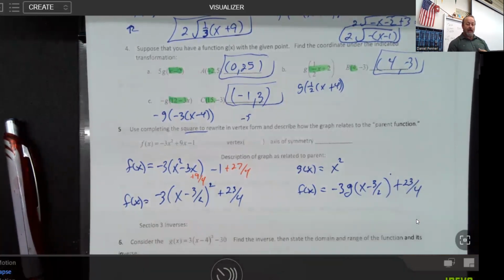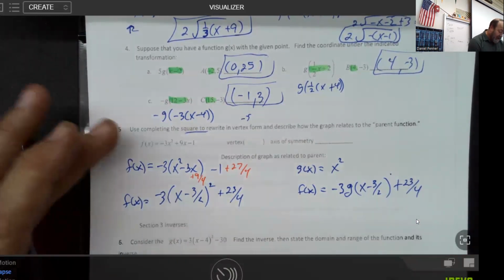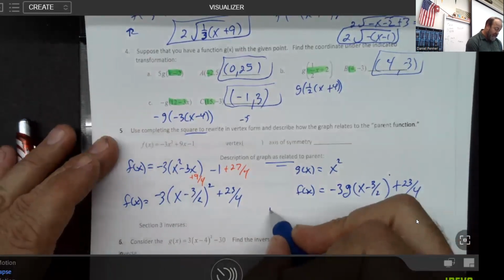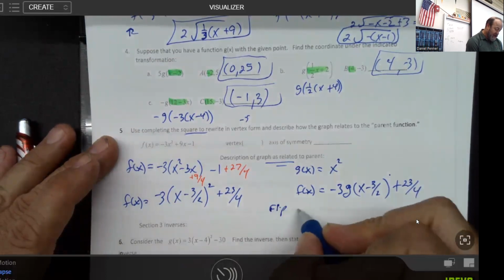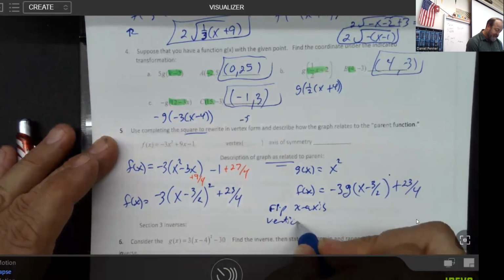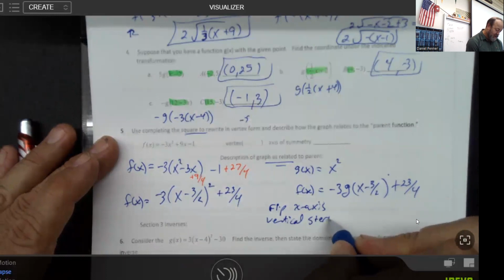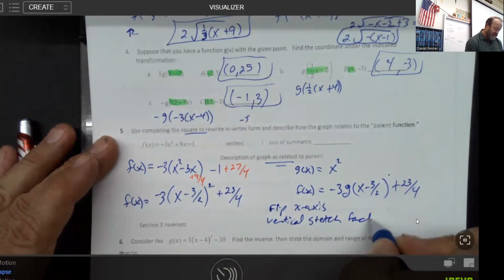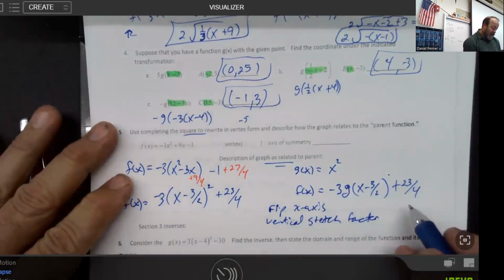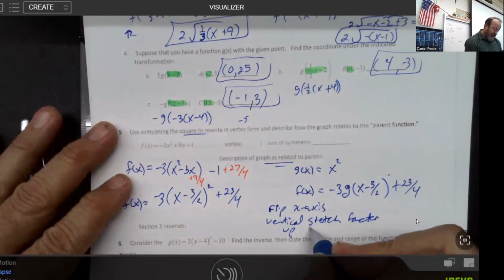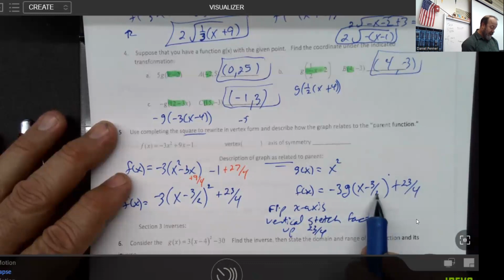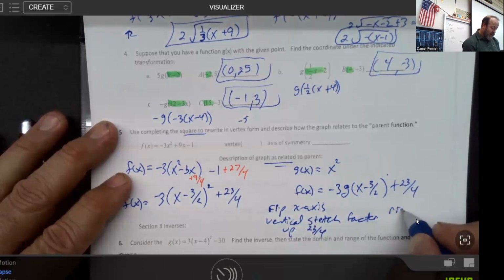So if we think through that idea of the graph as it is related to the parent function, the first thing that I notice is a flip across the x-axis. See, it got flipped upside down. It got a vertical stretch factor of 3, so it got flipped and multiplied all those y values by 3. We went up 23/4. In other words, we added 23/4 to all the y values, and dead last, we moved to the right 3 halves.